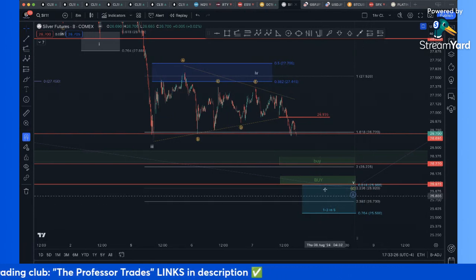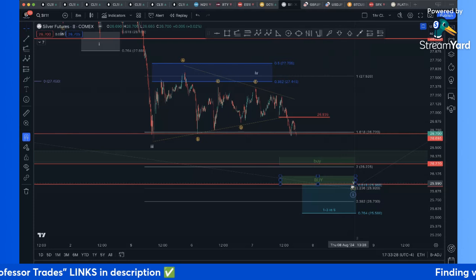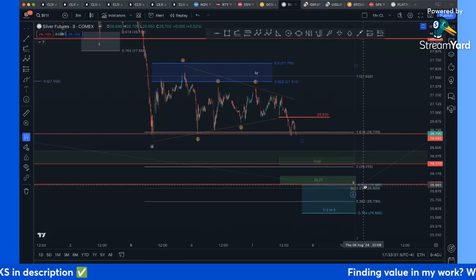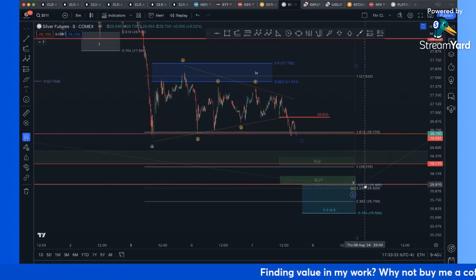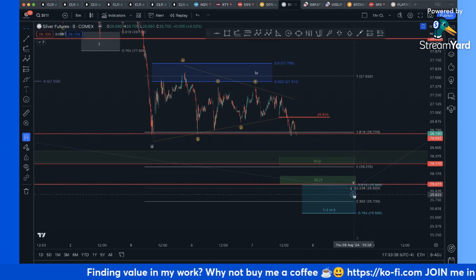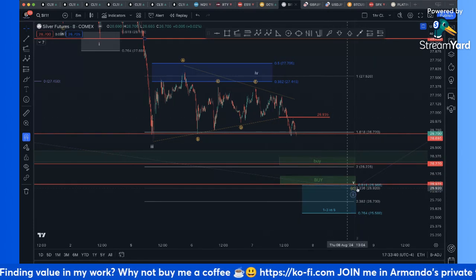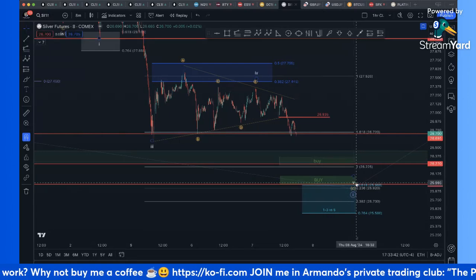So I favor a price coming down here, which also corresponds, by the way, with the 618 of the entire move, which is a very nice structure for a wave 2 to come down here and tag the 618. But it's not an exact level, it's a zone.